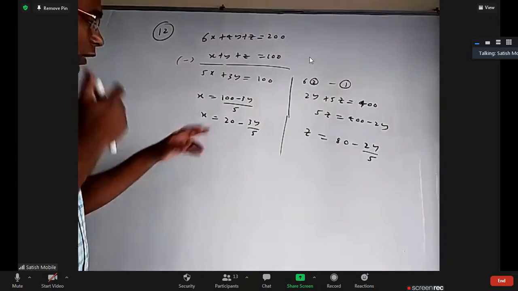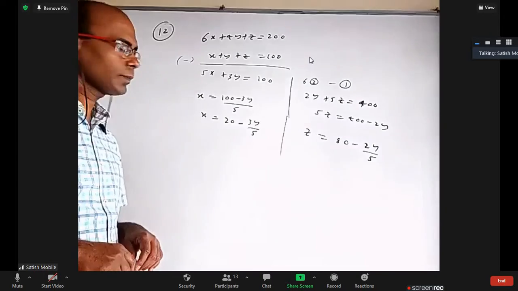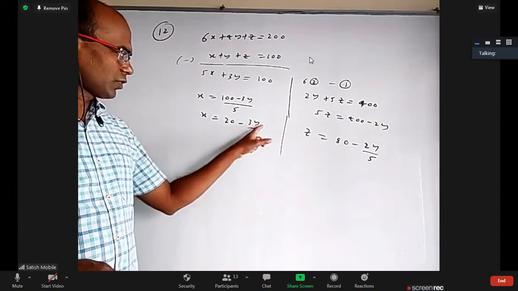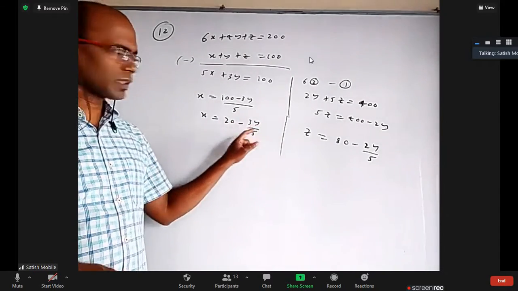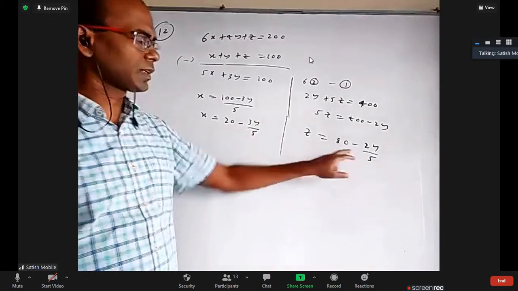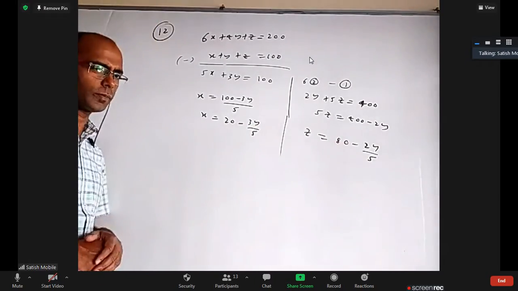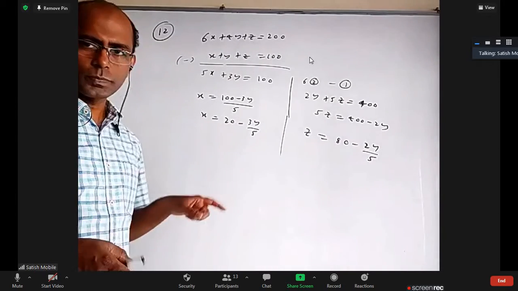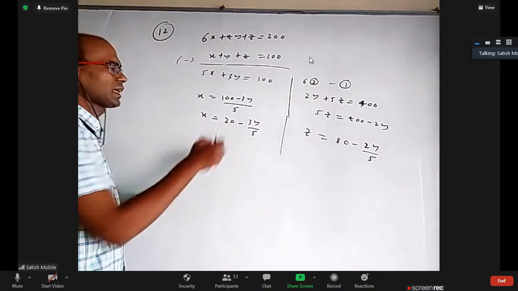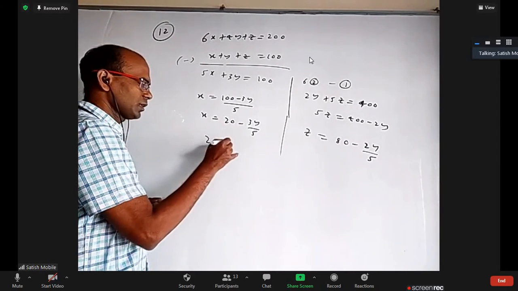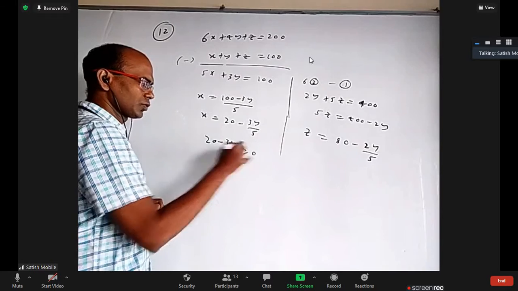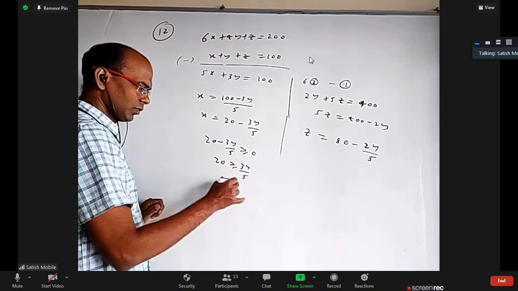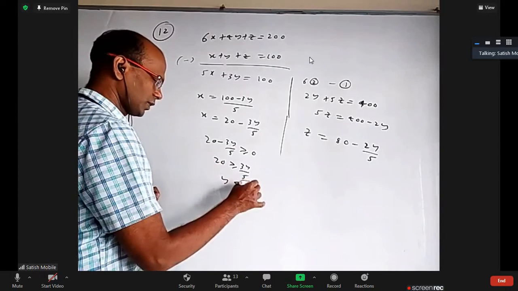Either way is okay. But if you want integers, for x to be an integer, 3y by 5 should be an integer. For that, y should be a multiple of 5. Same thing here. Not just that, whatever y you take, your x also should be non-negative, so 20 minus 3y by 5 is greater than or equal to 0. 20 is greater than or equal to 3y by 5, so y is less than or equal to 100 by 3.